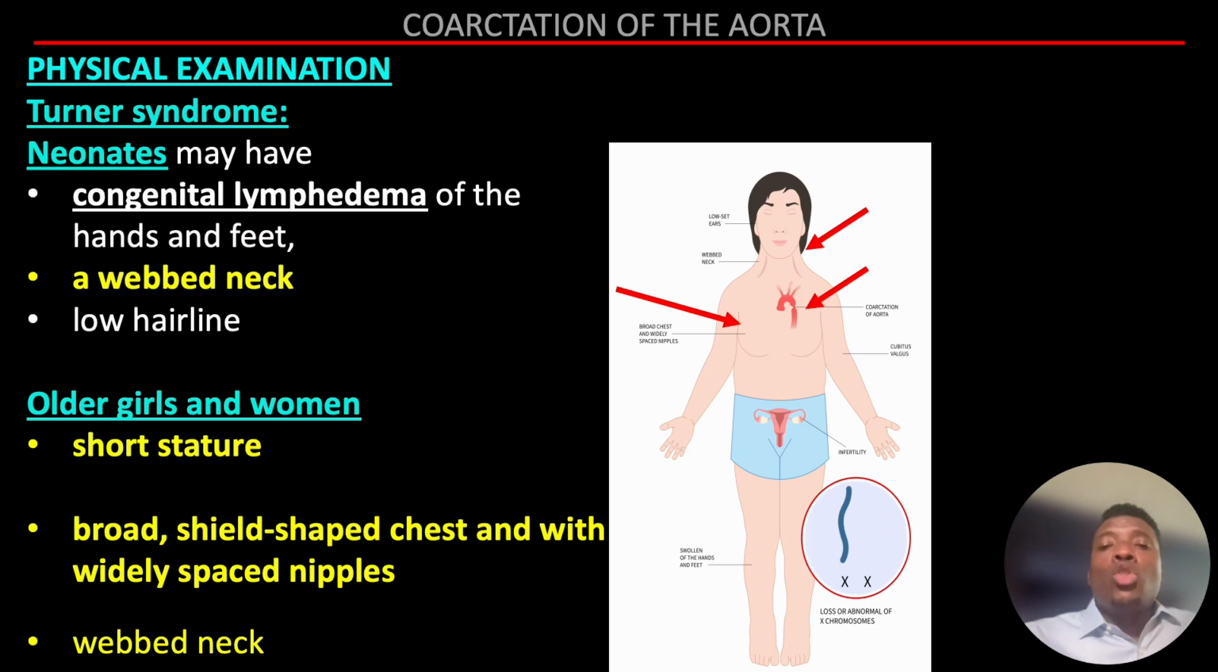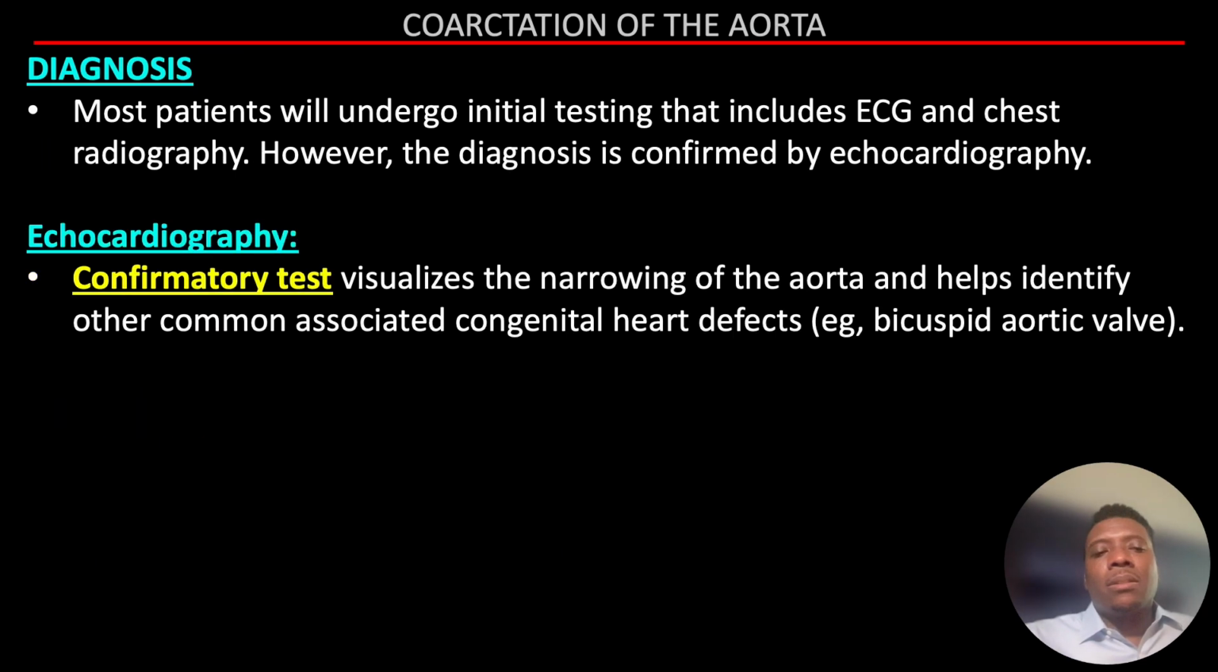In females, you should look for evidence of Turner syndrome because 5 to 15% of females may also have Turner syndrome. In neonates, that can manifest as congenital lymphedema, webbed neck, or low set hairline. In older children and women, that may manifest as a short stature. They can have a broad, what we call shield chest, where the nipples are far apart from each other, and they may have a webbed neck and even may have delayed secondary sex characteristics.